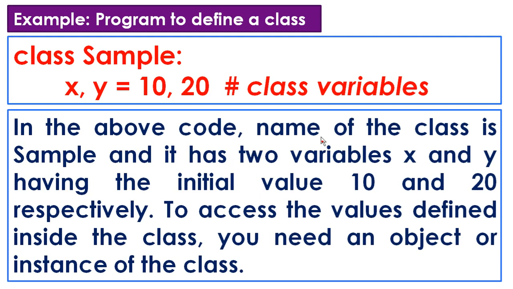In the above code, the name of the class is sample, and it has two variables x and y, having the initial values 10 and 20 respectively. To access the values defined inside the class, you need an object or instance of the class. If you access both the values x and y from outside the class, we need the object. For example, s equal to sample. Here s is the object name. To access the x value, s dot x equal to 10. To access the y value, s dot y equal to 20. Here s is the object name, dot is the dot operator, y is the class variable.